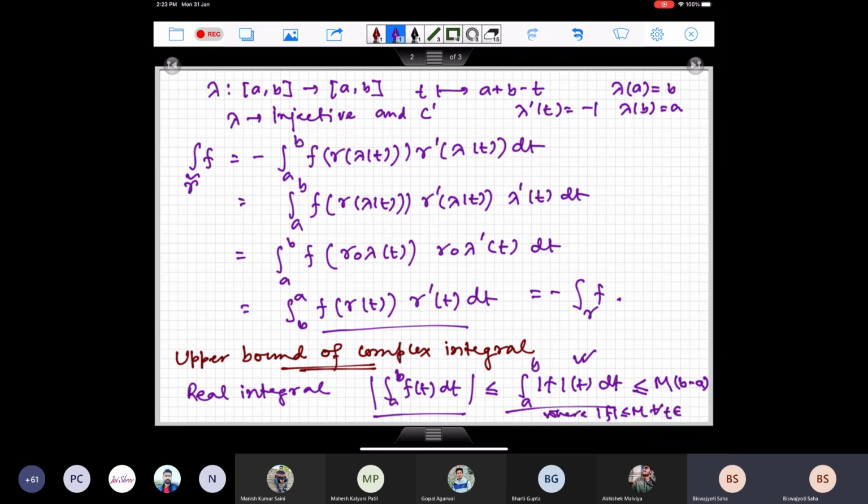For all t in the closed interval [a, b] or open interval (a, b), whatever it is. Fine. So do you agree to this? If I have an upper bound for the function mod f, then I will get this inequality, not more precise, but in the sense that I don't have to do any integration. It's just mod f times b minus a. Will you agree to this?